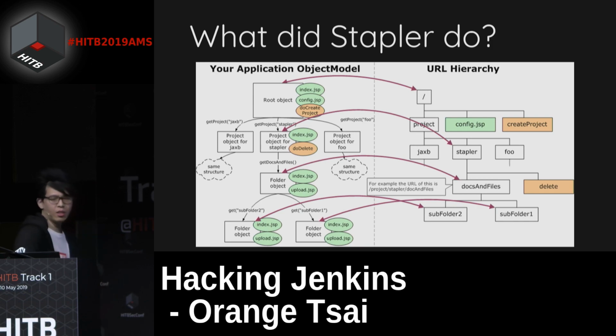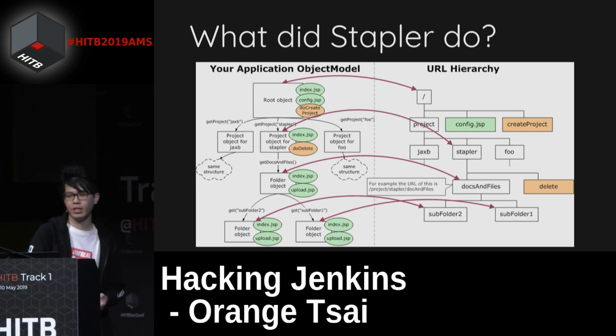The core idea of Stapler is to automatically assign URLs to your objects, creating an intuitive URL hierarchy. The left side shows your code. OOP lets you model your concepts straightforwardly into classes that refer to each other. Through reflection, Stapler assigns URLs to your application objects. The root of your application object gets the root URL of /.